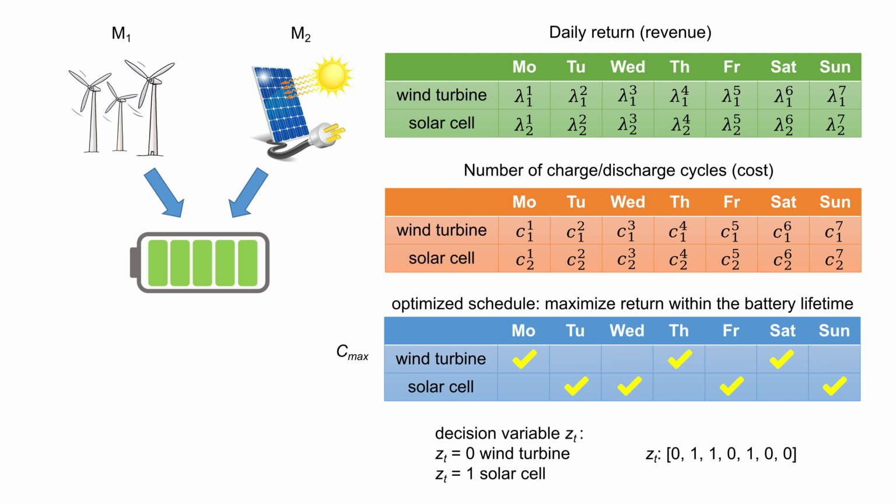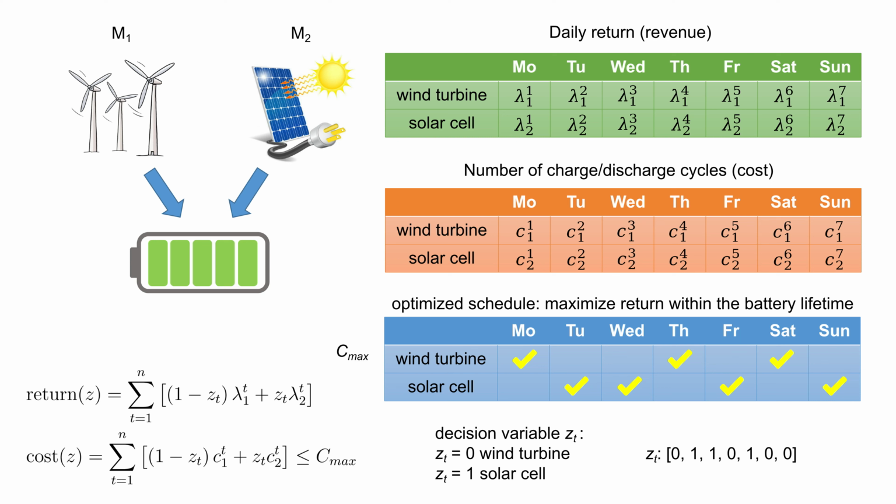One can define two functions, return and cost. These functions allow calculating the total return and the total cost over a given period of time for any schedule. Also, there is a condition that the total cost should be equal to or below Cmax. And the goal is to find an array of Z which will maximize the total return under this condition. This combinatorial optimization problem is equivalent to the Knapsack problem. The exact optimization of the Knapsack problem is NP-hard.